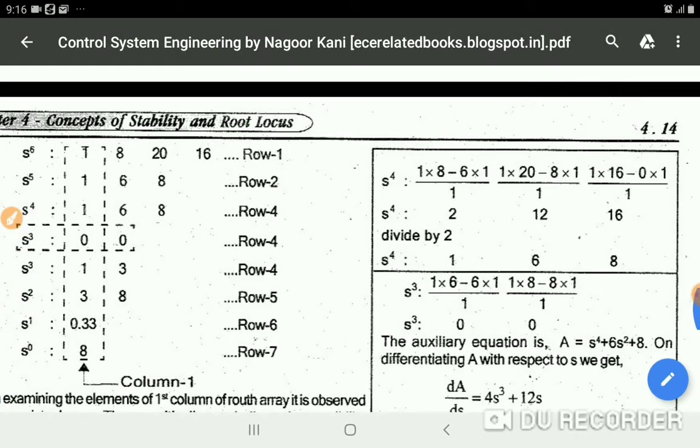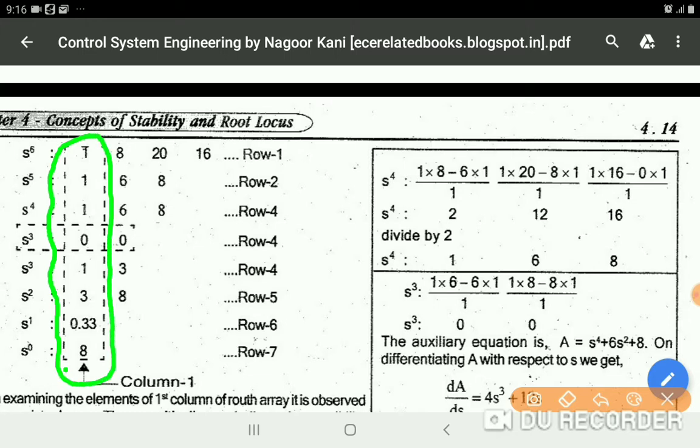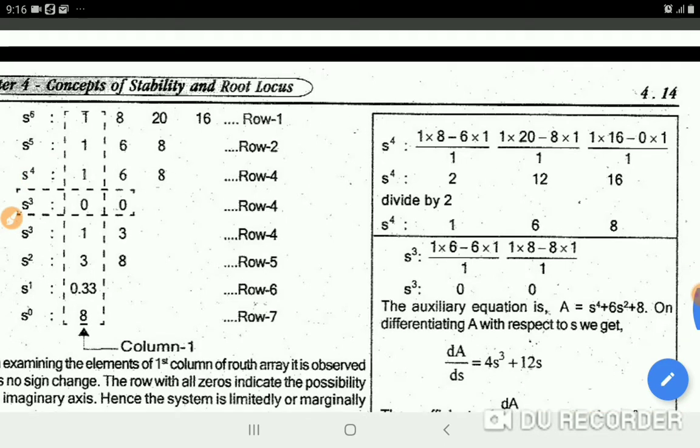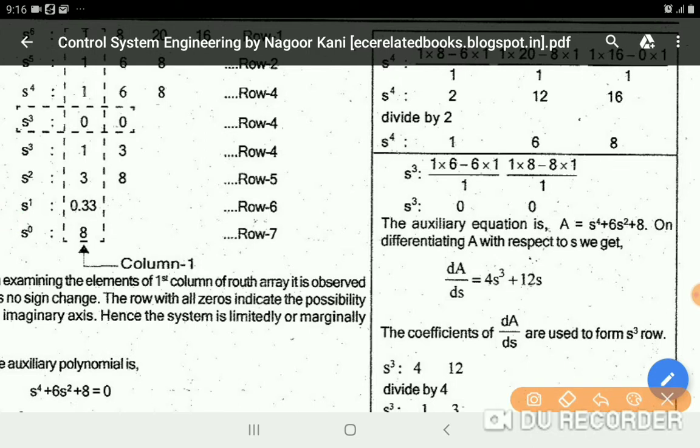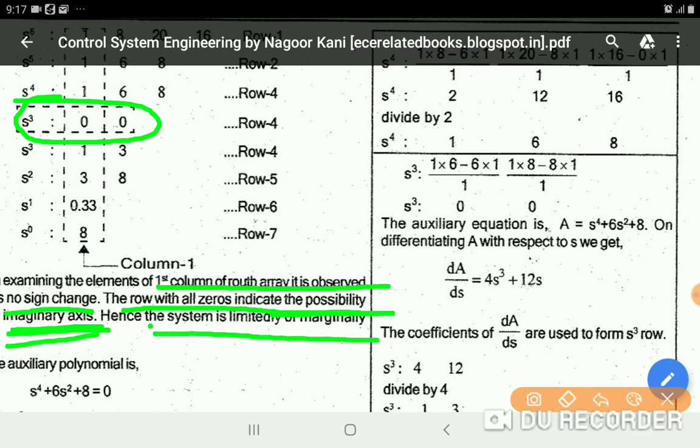So substitute here as 8. Now try to analyze the first column of the Routh array and give the interpretation. While doing the observation, we found that the first column of the Routh array has no sign change, only positive values. Now the row of 0 indicates the possibility of roots on the imaginary axis. If there is any sign change, then the system would be unstable. There is no sign change, but because of the 0 row, which indicates that the system has some possibility of roots on the imaginary axis, hence the system is marginally stable.